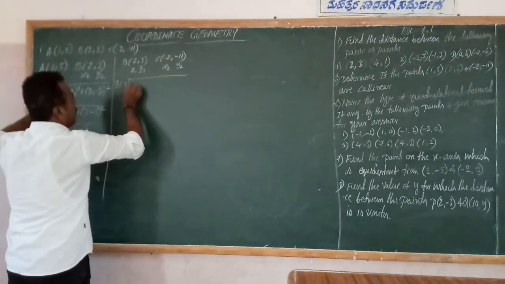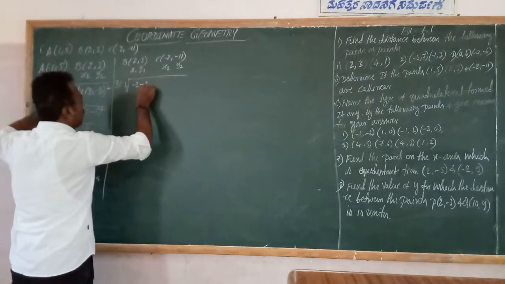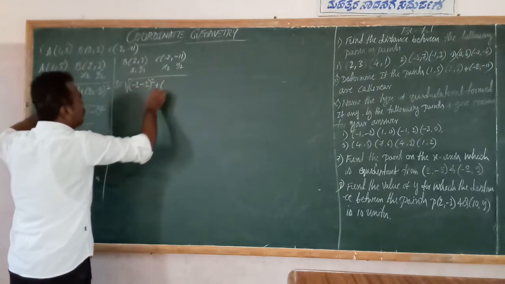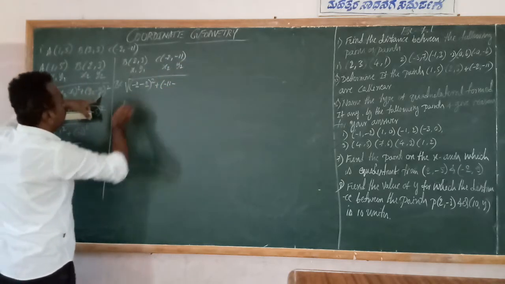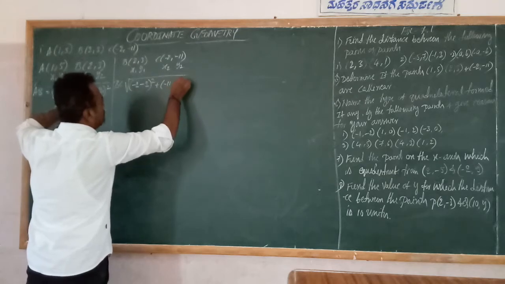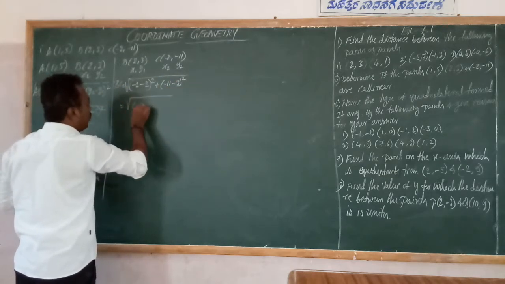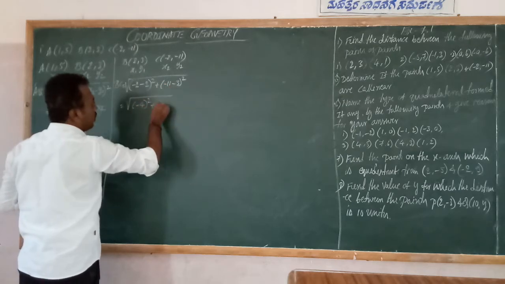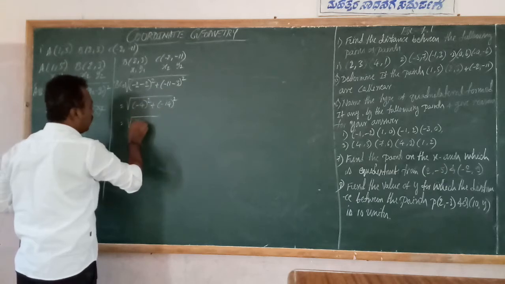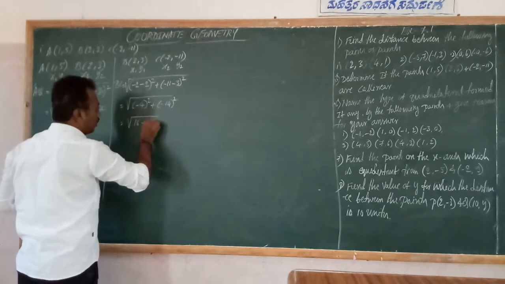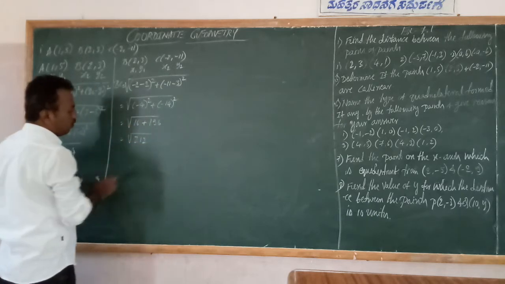x2 means minus 2 and minus of x1 means 2. Minus 2, whole square, plus y2, y2 means minus 11, minus of y1 means 3. Minus 3 whole square. Next, square root of minus 2 minus 2 is minus 4 whole square, plus minus 11 minus 3 is minus 14 whole square. Minus 4 whole square means 16, plus minus 14 whole square means 196. So square root of 212. 196 plus 16 is equal to 212.